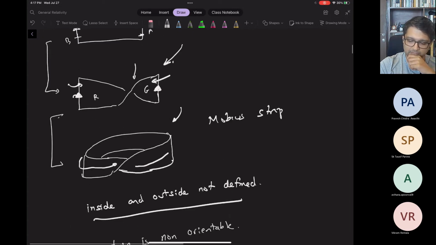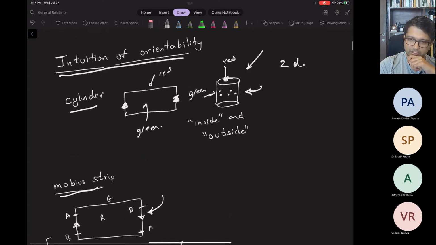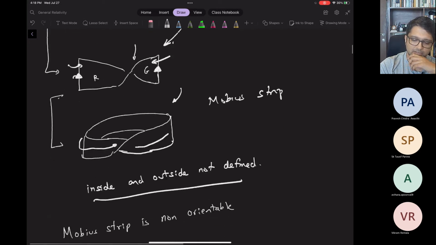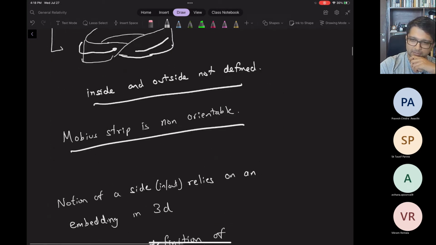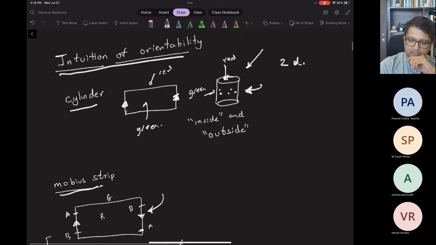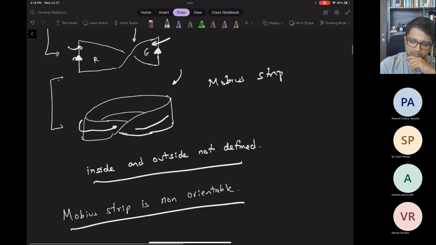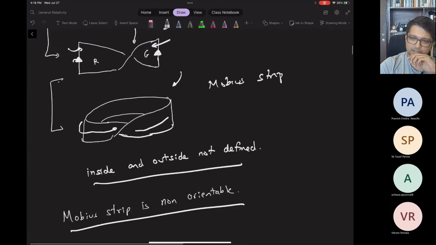So intuitively, our intuitive notion of orientability means that the cylinder is an orientable surface. That is, it has an inside and an outside. And a Mobius strip is a non-orientable surface. That is, you can't say what is the inside, what is the outside. There's only one side to it. Okay, is this idea clear?